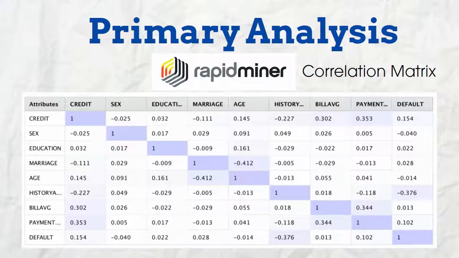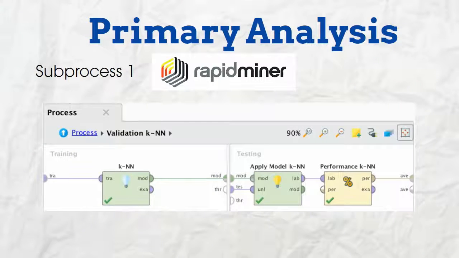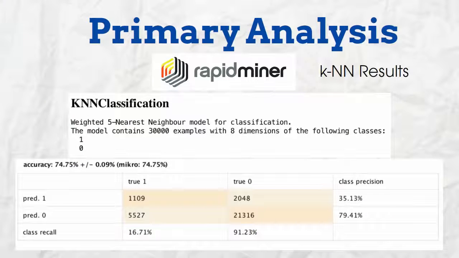So here's the correlation matrix for the credit card survey data. The correlations are consistent with the Watson field associations from earlier. And here we have the subprocess of the first validation operator. This is where I ran the k-nearest neighbors model in the training section. In the testing section, I applied the model to testing data. That is to assess how good the model is at predicting default, which of course is done with the performance operator. So here's the output for the k-nearest neighbors algorithm.